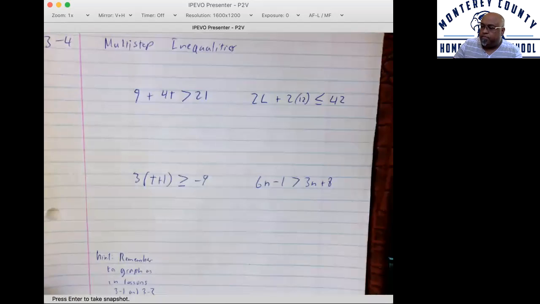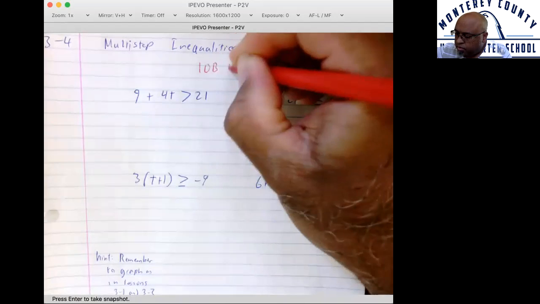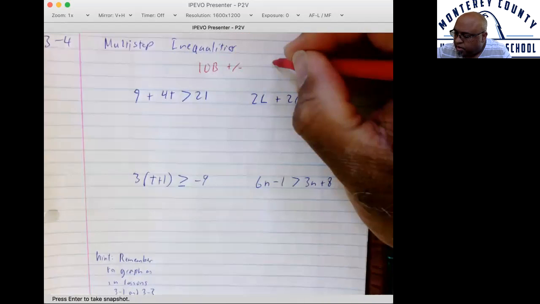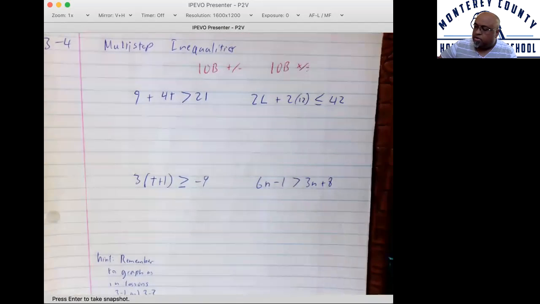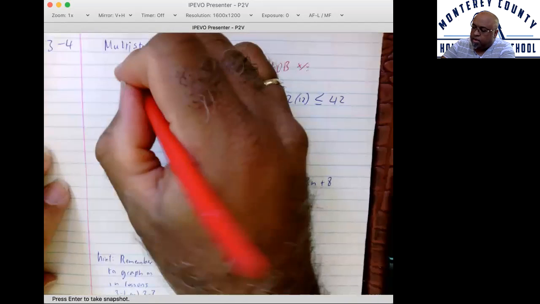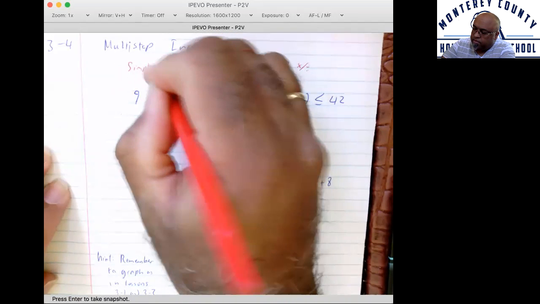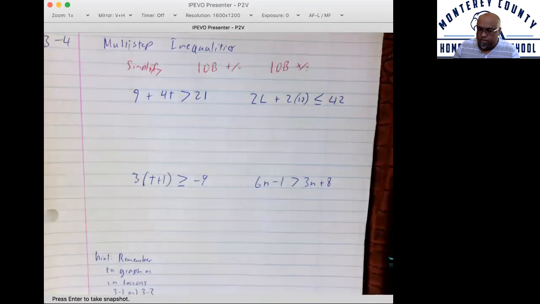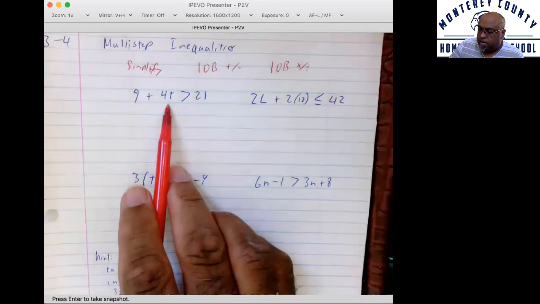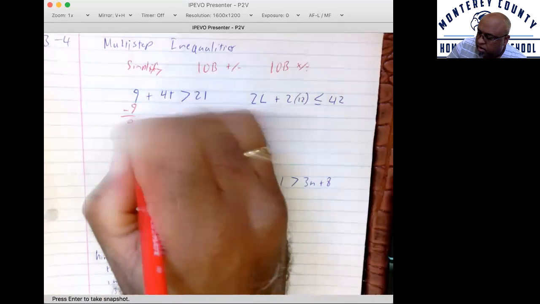With this problem, you want to apply IOB to addition and subtraction first, and then IOB to multiplication and division second. And in some cases before that, you want to simplify. You want to simplify before doing anything. So, I want to isolate the variable, but I have a two-step equation here. So the first thing I'm going to do is subtract 9 from both sides.